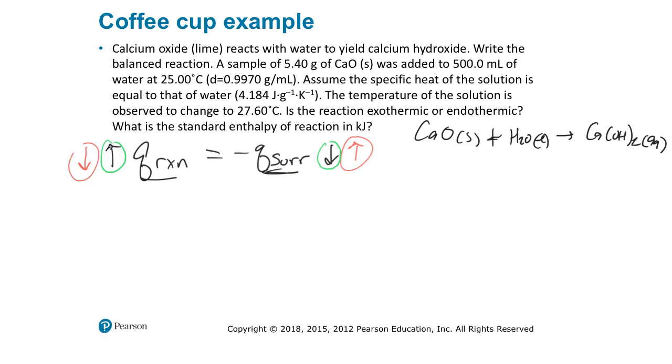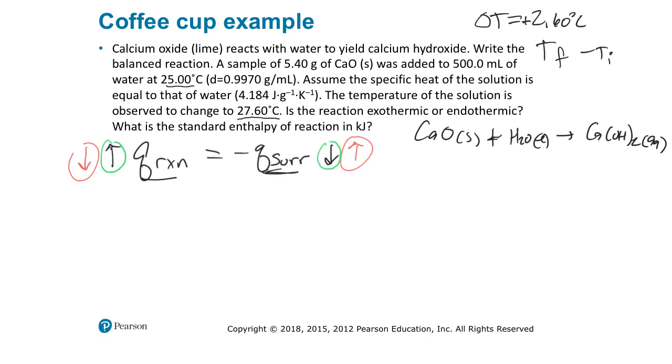Okay, we're putting 5.40 grams of calcium oxide into 500 milliliters of water. We're given a density. Assume the specific heat of the solution is that of water. The temperature of the solution is observed to change to 27.60 degrees C. Notice that the original temperature of that solution was 25.00. So delta T here is 2.60 degrees C. Always T final minus T initial, so you get the sign right. So the temperature is going up, positive 2.60 degrees C.